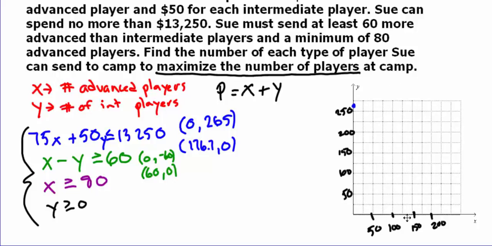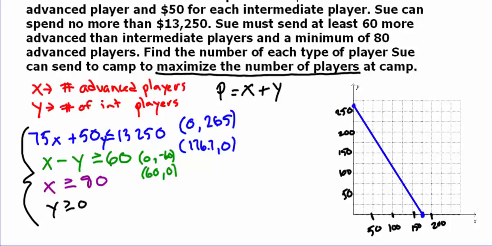It's about there. 176, it's about there. Again, we're just trying to approximate. We don't need exact lines. We just need a good idea. So the blue one, the 75x plus 50y, looks like that. And based on the inequality, I can tell you we're shading below. We'll come back to that detail later, though.